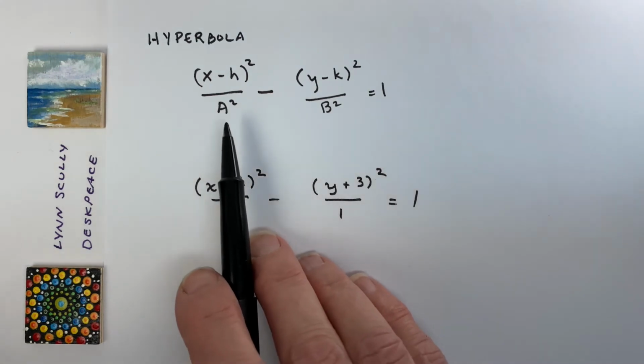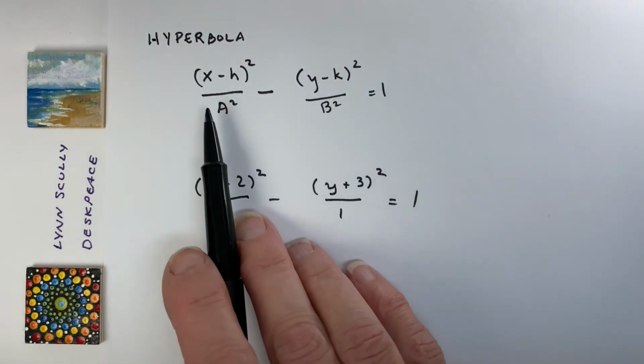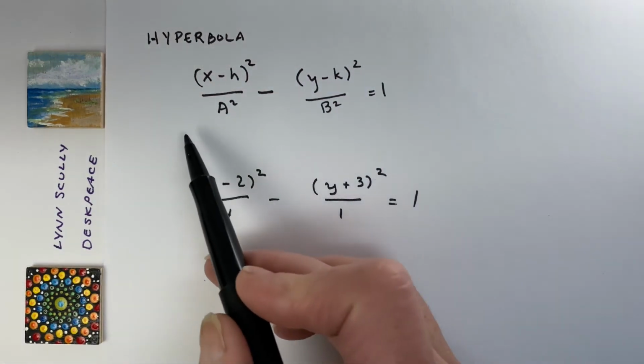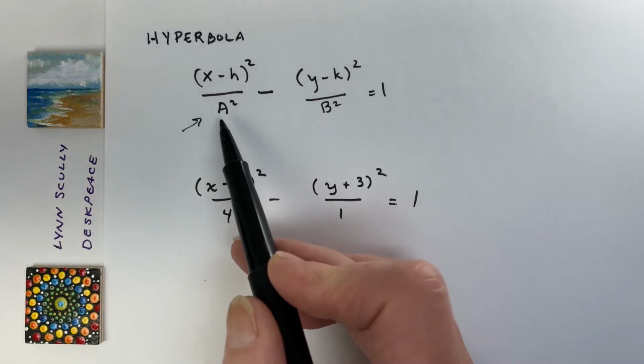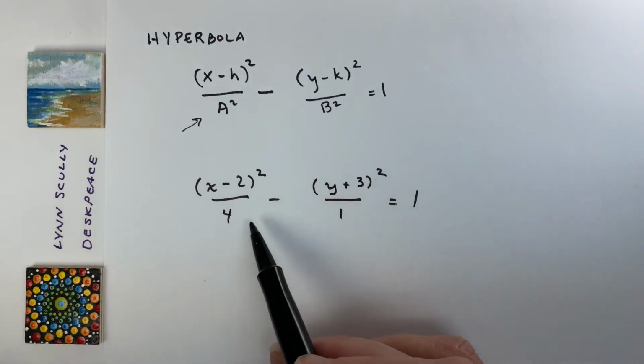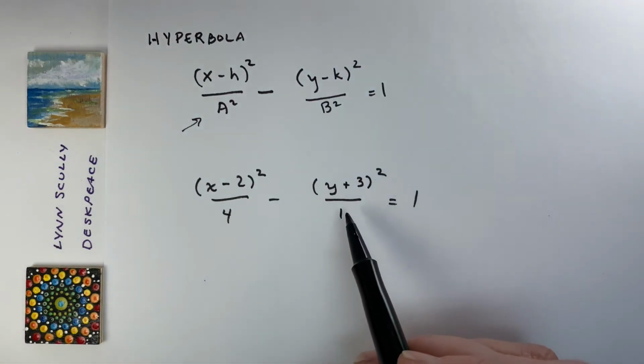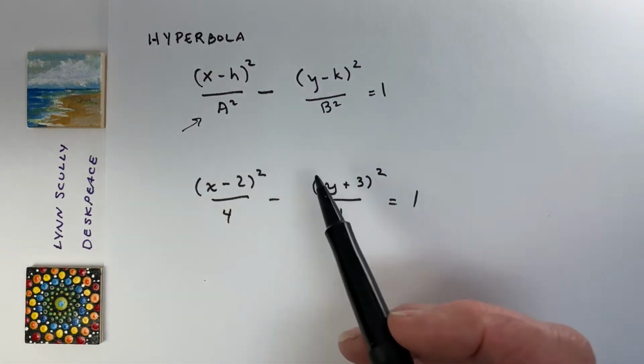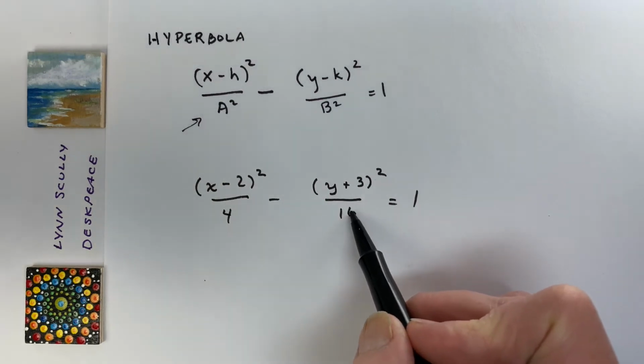And the major axis, or the one that the horns are always going to wrap around, is always going to be the one that's in front of the minus. So it's going to be the positive one. So it doesn't necessarily have to be the greater one, but it's going to be the positive one. As a matter of fact, I'm going to change this to 16.